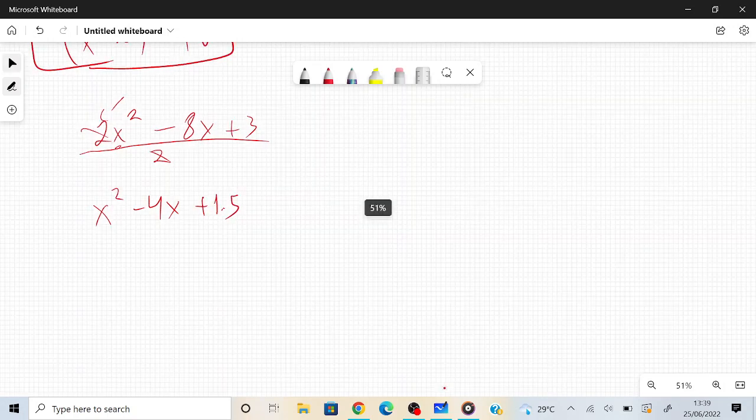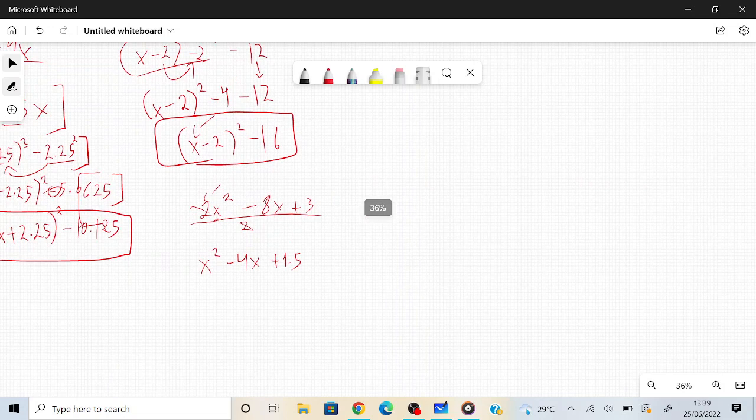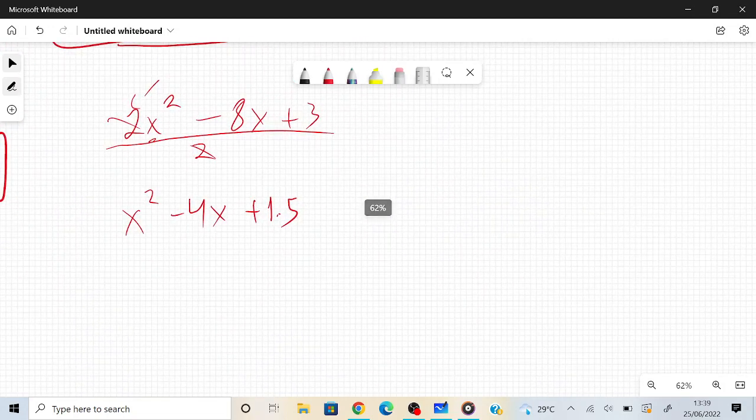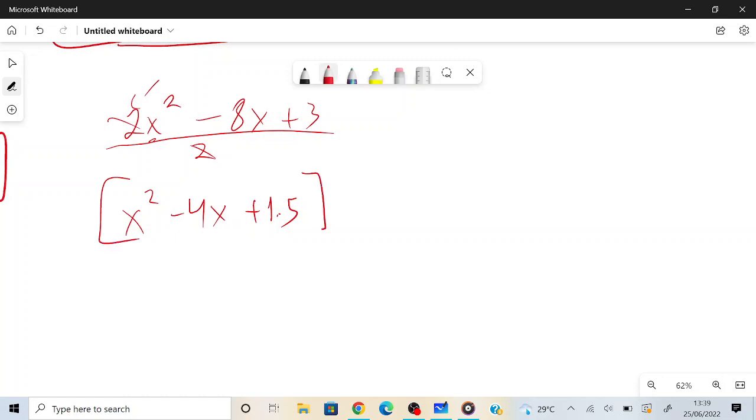So now you have something like this, and remember all of this will be multiplied by 2, because you originally divided it by 2.